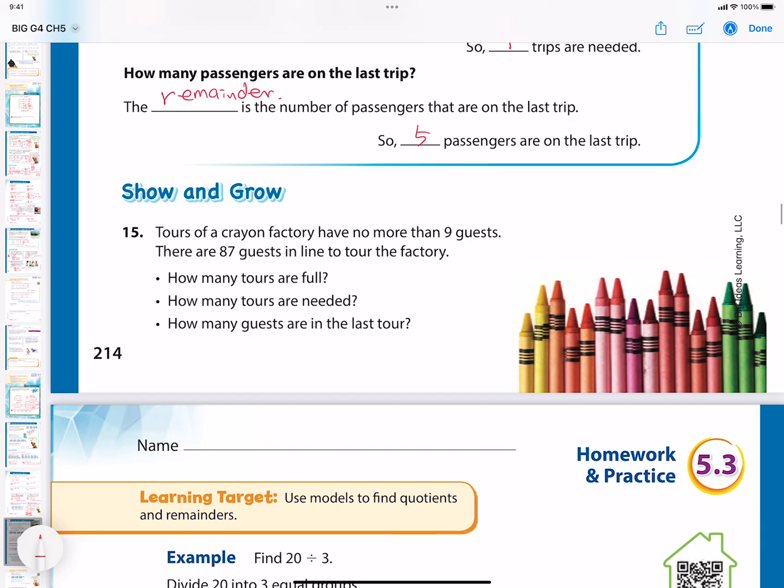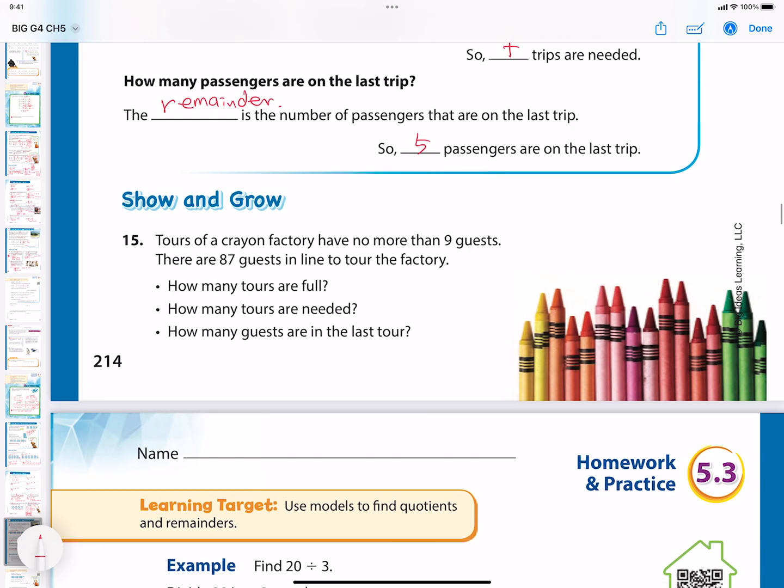Now number 15. This is the last question. Okay. So I think this is a very similar question. Tours of a crayon factory have no more than 9 guests at a time, right? And there are 87 guests in line to tour the factory. How many tours are full and how many tours are needed? How many guests are in the last tour? That's the question. Now let's find out. 87 people into 9 people.